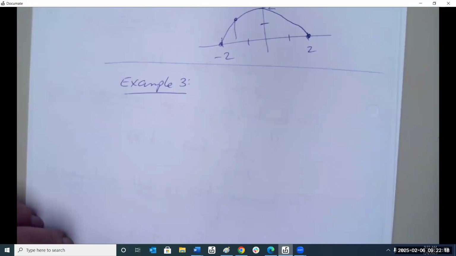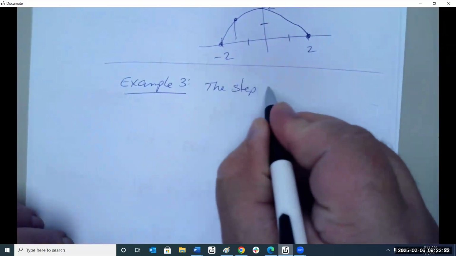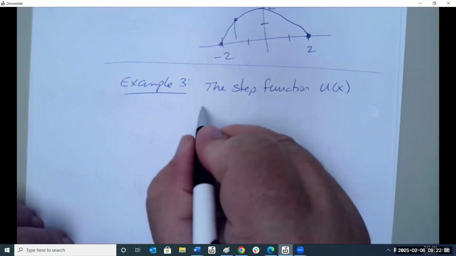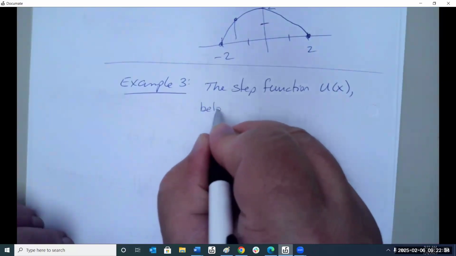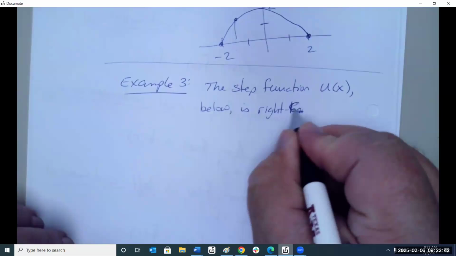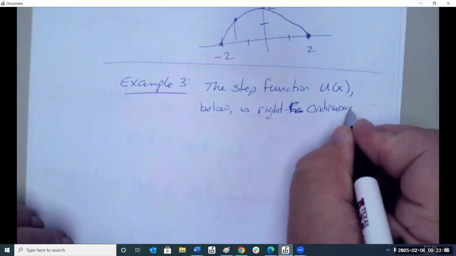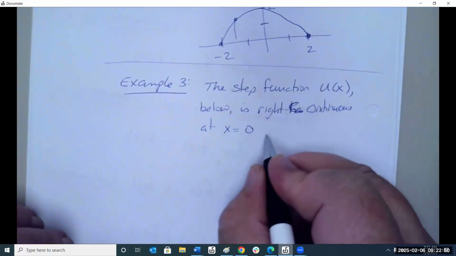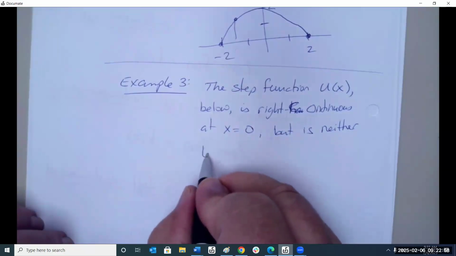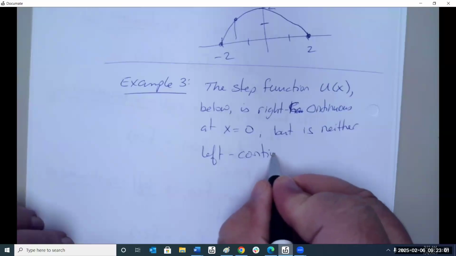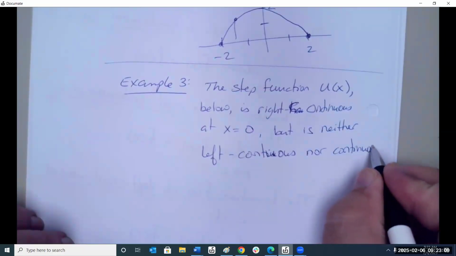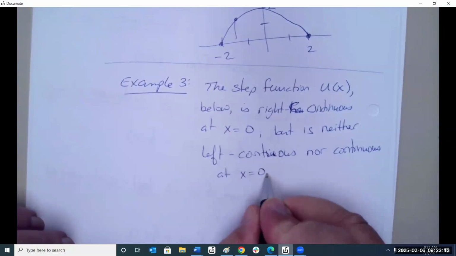Example 3. The step function u of x below is right continuous at x equals 0, but it is neither left continuous nor continuous at x equals 0.